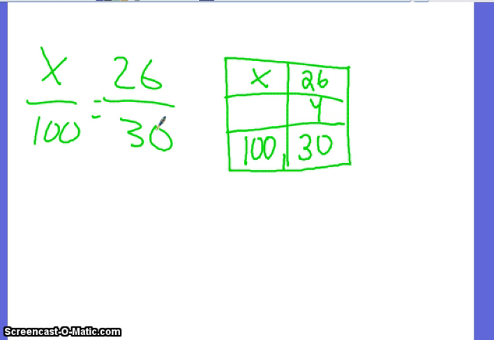Caleb, what's 26 over 30 reduced? Or anyone? Let's say Caleb, because it was your idea before. Just to make the numbers easier to work with. Can you reduce it? Yes, you can. They're both divisible by 2. Or 13 over 15. 13 over 15. All right, so if you had x over 100 equals 13 over 15.